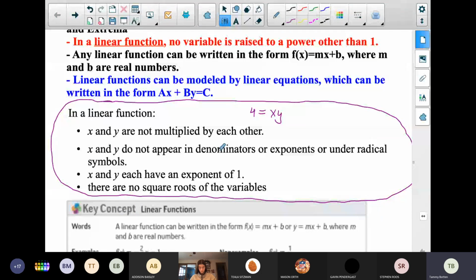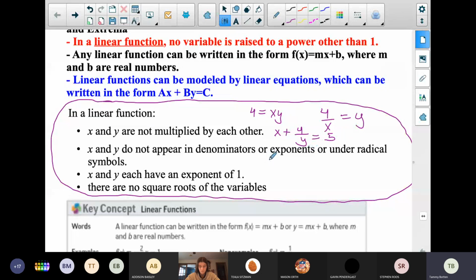You also cannot have x or y in the denominator. So you couldn't have something like 4 over x equals y, or x plus 4 divided by y equals 5. X and y cannot be in the denominator.